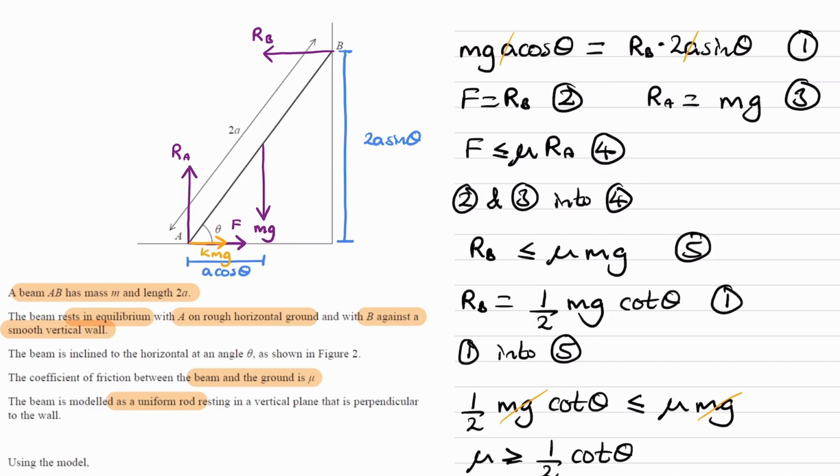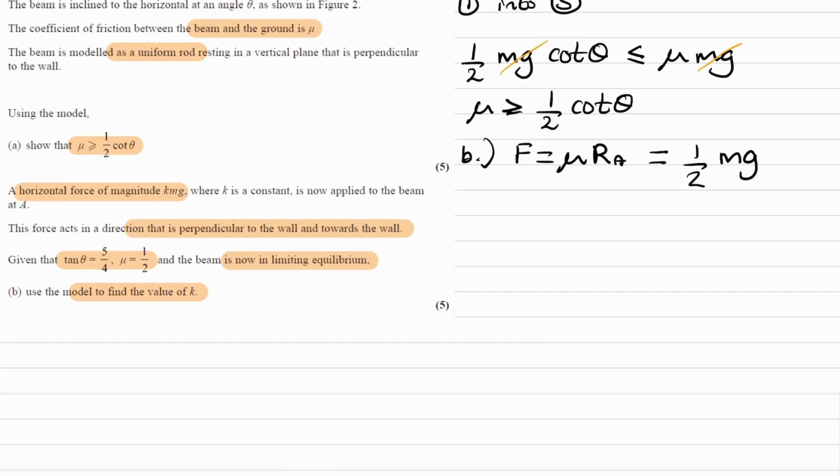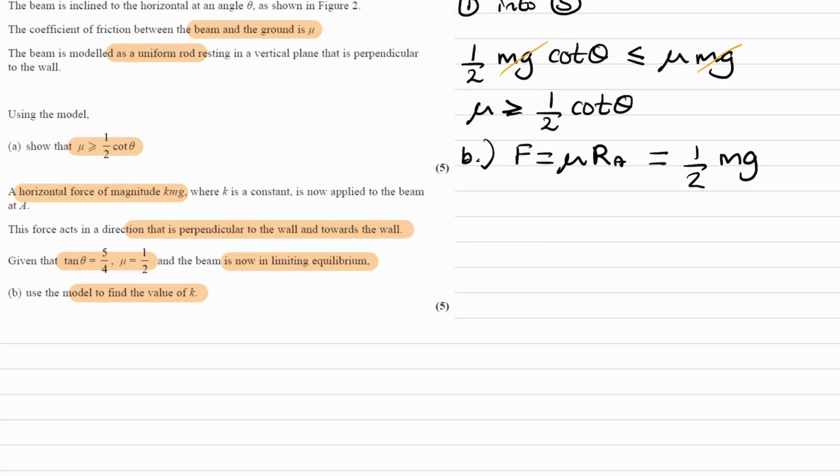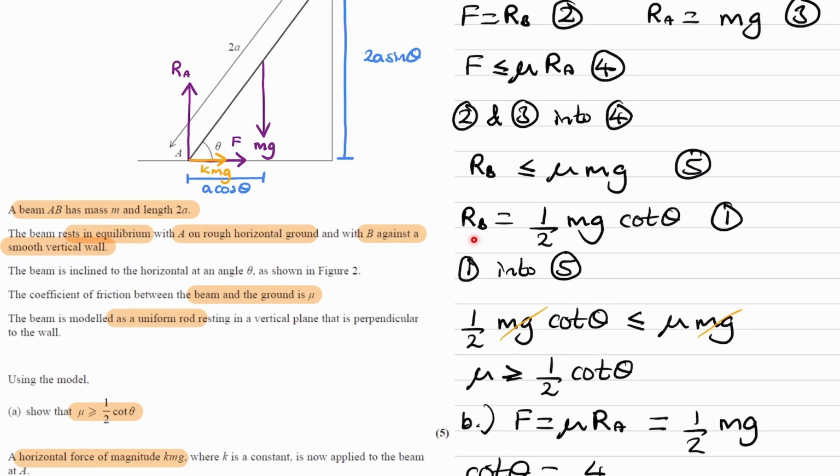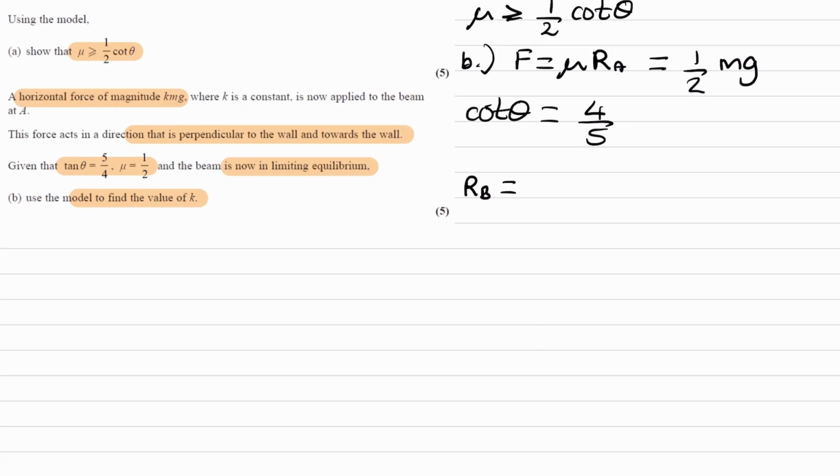Equation 1 is the same as what we have over here. Rb is equal to a half mg cot theta. We simplified that earlier in part A. This is now still true in part B. From that, we can work out what Rb is. We know what tan theta is. Tan theta is equal to 5/4. So therefore, cot theta, which is 1 over tan, would be 4/5. So Rb, which is equal to a half mg times cot theta, which is 4/5, would be 2/5 of mg.